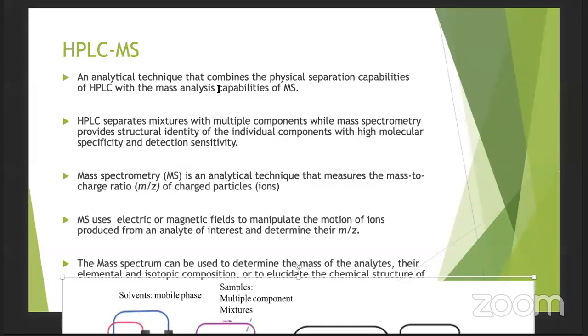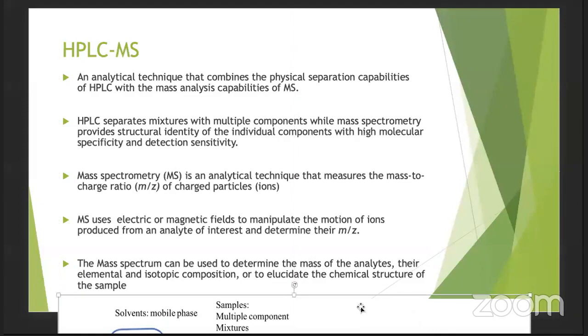Now, mass spec can be used to determine the mass of the analyte, and their elemental and isotopic compositions. Mass spec is also used to distinguish, say for example, between different carbon chains, say 16 carbons, 18 carbons, 20 carbons. So you will first run it on an HPLC column, then they will get separated, and once they are separated, you will use a mass spec detector to identify the composition of the isotopes.